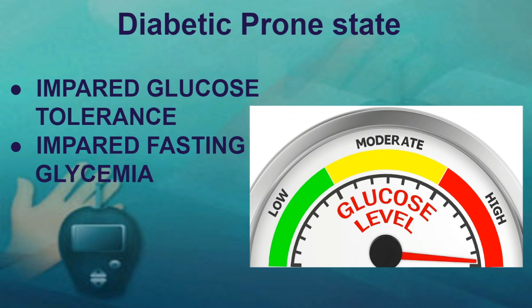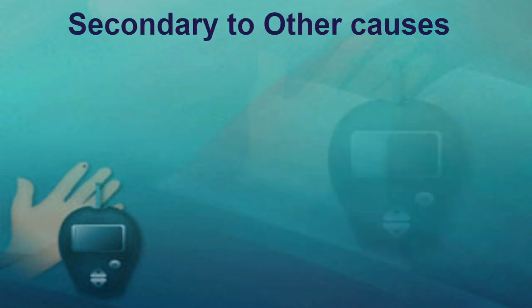Okay, so this is known as impaired glucose tolerance. Over here the person is having a high level of glucose but has not yet crossed the borderline. But if the person doesn't control the amount of glucose in the body, he may suffer from diabetes mellitus in the future. Now let's discuss diabetes mellitus secondary to other causes.